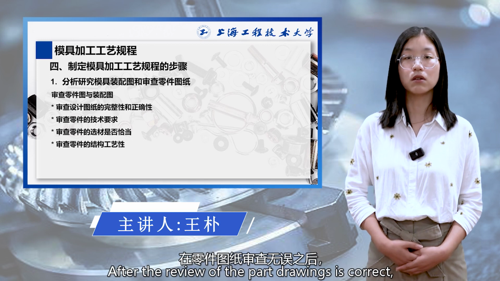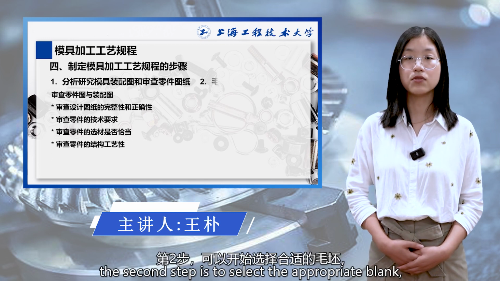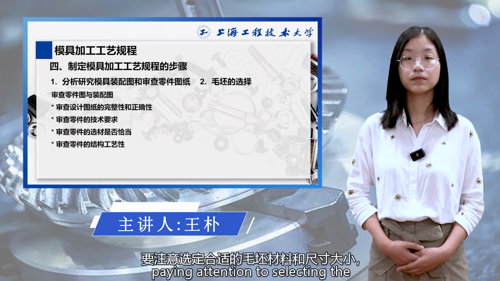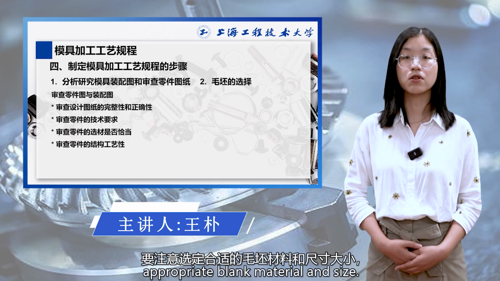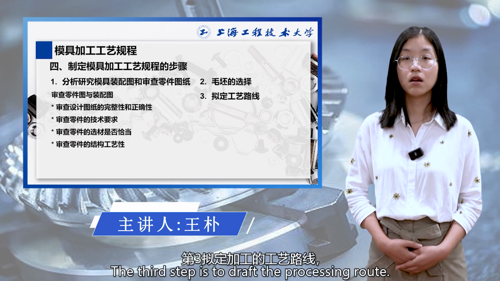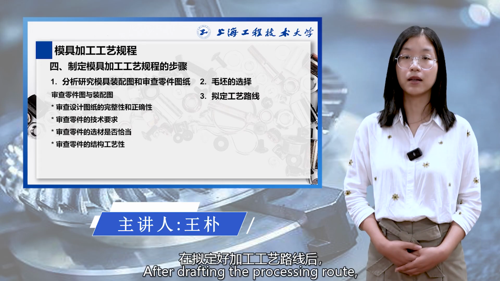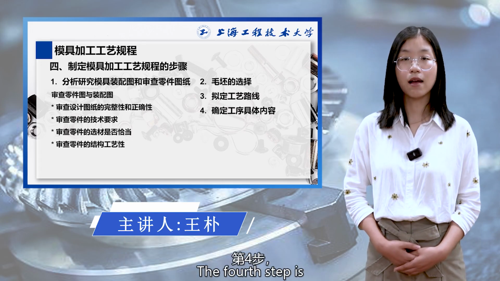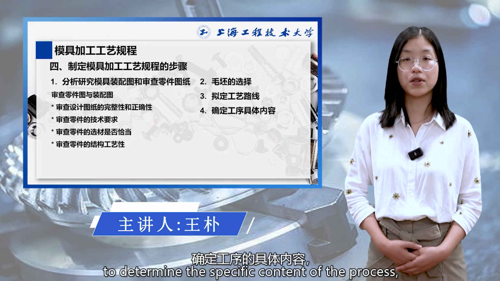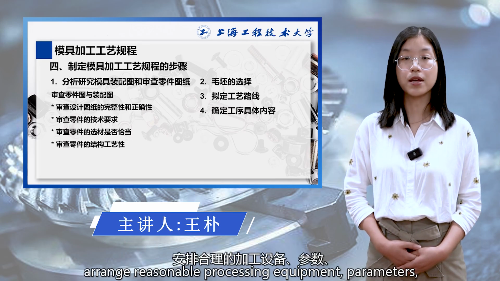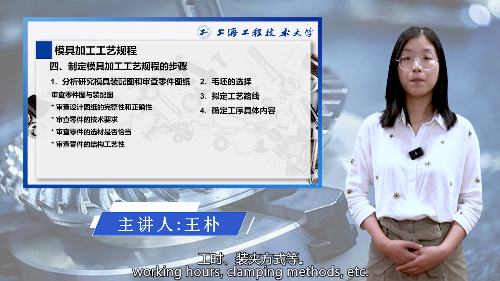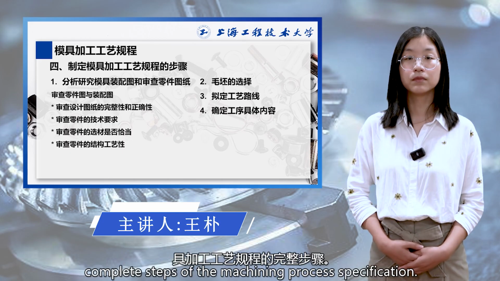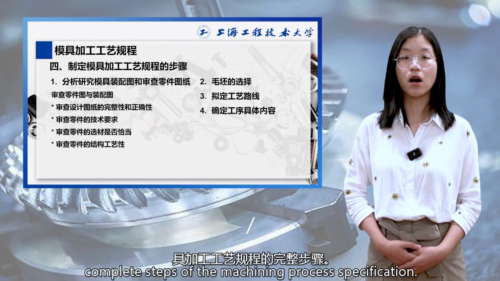After the review of the part drawings is correct, the second step is to select the appropriate blank. Pay attention to selecting the appropriate blank material and size. The third step is to draft the processing route. After drafting the processing route, the fourth step is to determine the specific content of the process, arrange reasonable processing equipment, parameters, working hours, clamping methods, etc. These 4 steps are the complete steps of the mold process specification.